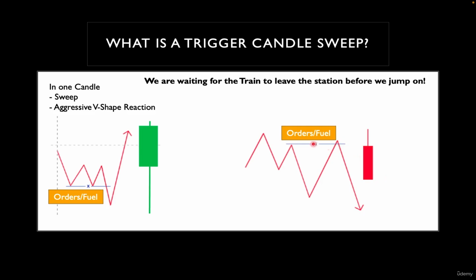And I want you to think of it like this. We're waiting for the train to come to the station and then leave before we run and jump on the back of the train. So we're already waiting for the move to happen. We're already waiting for the train to leave and go to the next stop. We're just jumping on the back.